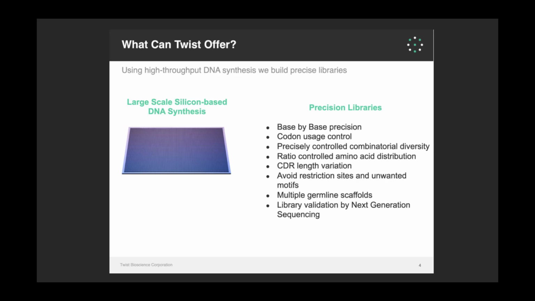Of course, we can avoid restriction sites and unwanted motifs, and potentially use multiple germline frameworks. And finally, last but not least, you can also validate the library at the end using next generation sequencing to make sure that the final library matches the design that we intended.